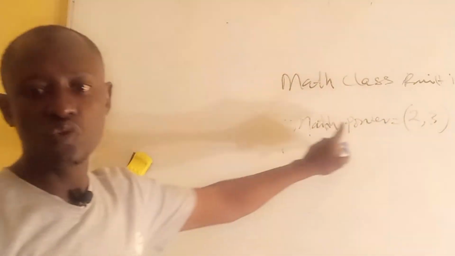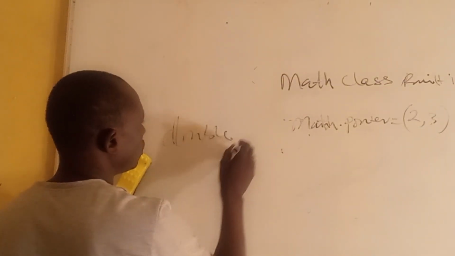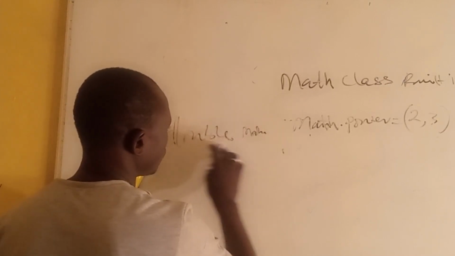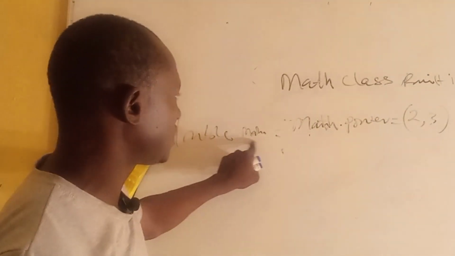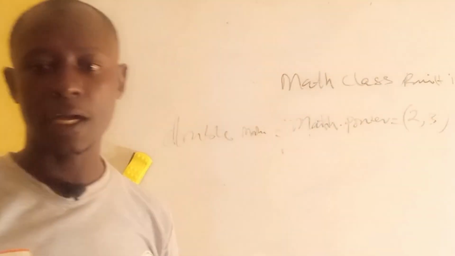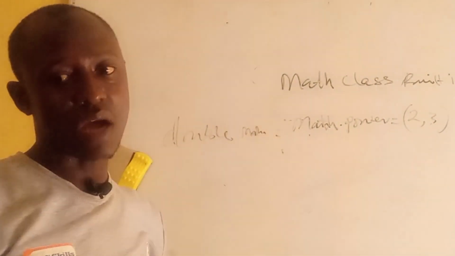But before you do this, you need to declare this. Let's assume I'm going to declare it like double math, or double whatsoever. I've declared it equals to this. So double math, this is my variable, is going to store this result, that is for raised to the power. Are we together?